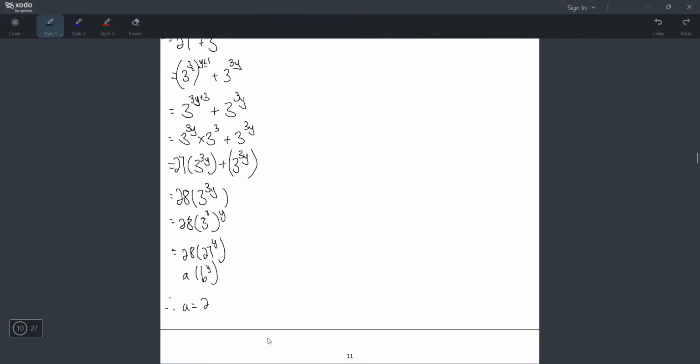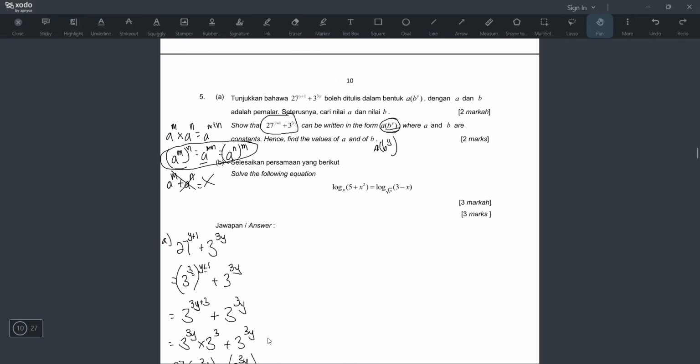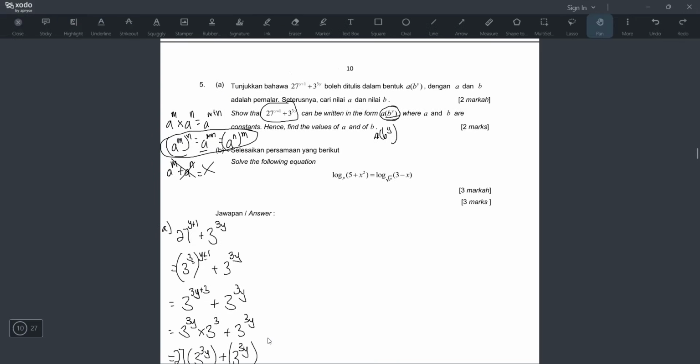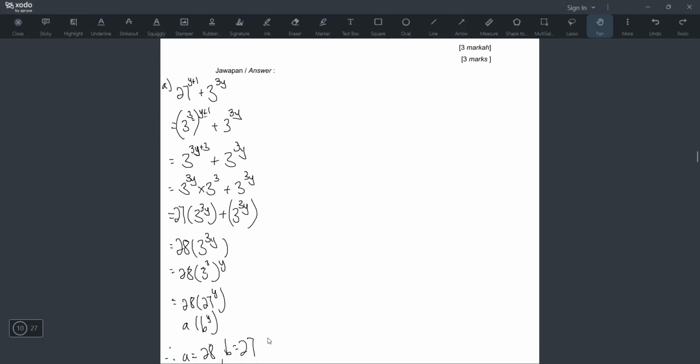So the a is 28. You just compare like this, and then b is 27. Like this. So this is how you get full marks, right? Because they want you to write in this form, but they also ask you to state the values of a and b. So you should write this. Okay, you should write this.